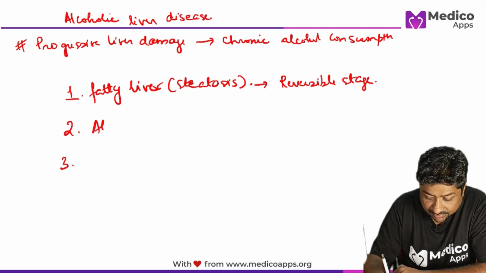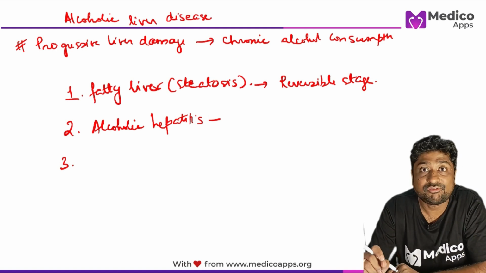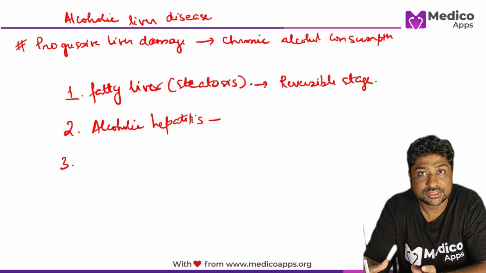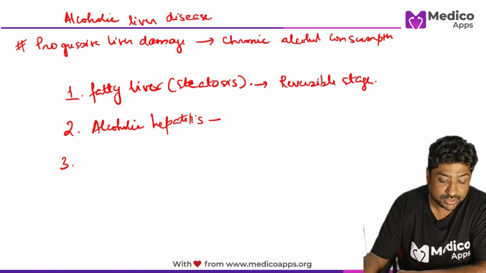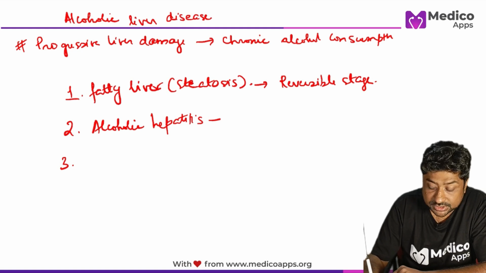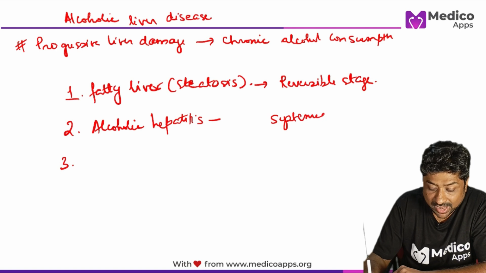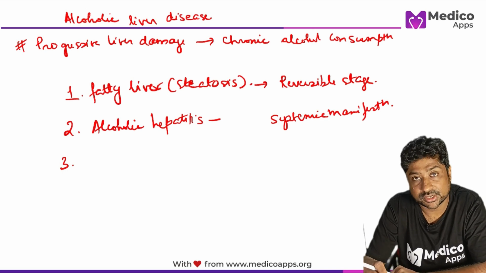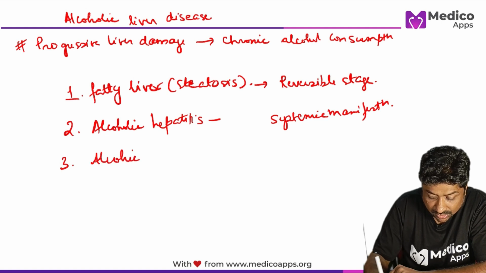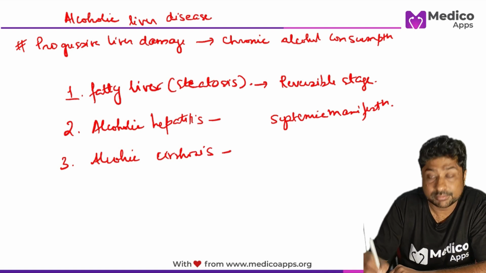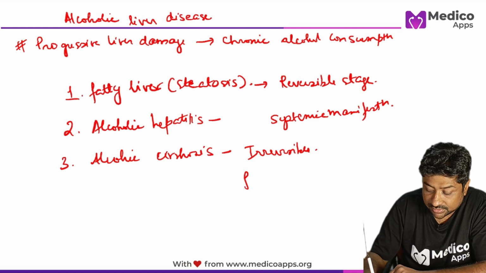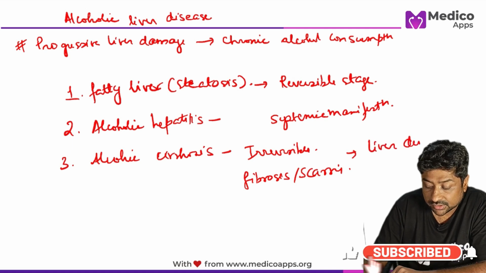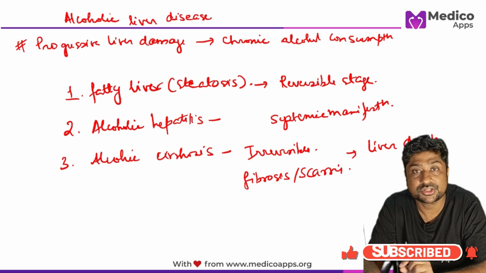The second stage is alcoholic hepatitis. Here there is inflammation and necrosis of the hepatocytes. Whatever is the effect of this fat and other toxins leads to inflammation and necrosis of the hepatic cells. This is also a reversible stage, but along with the liver damage, you will have some systemic manifestations. In the first stage, there were no systemic manifestations. The third stage is alcoholic cirrhosis, the irreversible stage, where there is fibrosis and scarring of the liver along with severe liver dysfunction. So these are the three stages of alcoholic liver disease.